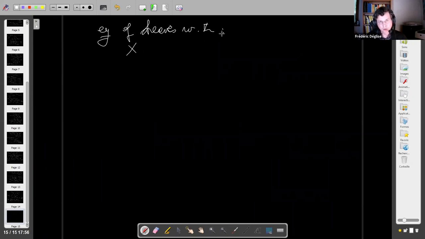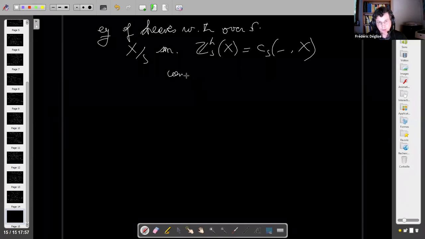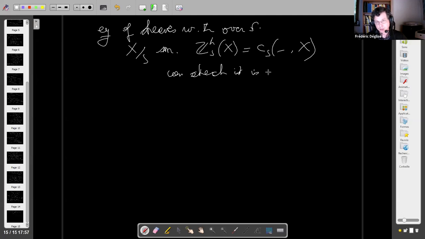So as I said, over S, if X over S is smooth, we have this pre-sheaf with transfers, which is just represented by X. And you can check it is an étale sheaf. It is a Nisnevich sheaf. So with transfers. Okay, when restricted to smooth schemes. Actually, it's even an étale sheaf.